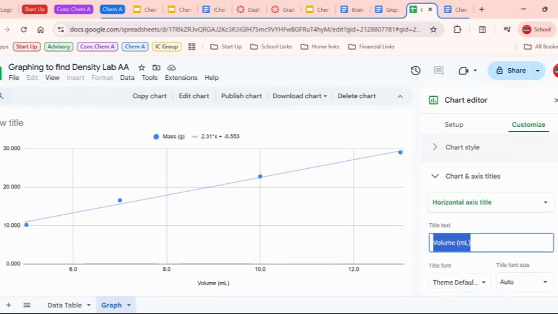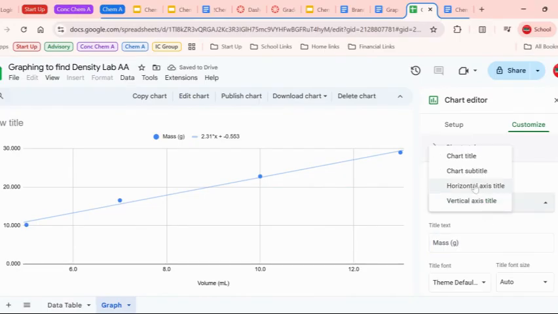Horizontal axis, you will highlight what is written there, which should have been Axis Title and Unit, and you are going to change that to read volume, which is what was on the x-axis, and the unit is milliliters. Close the parentheses. Go to your vertical axis, and again it will read axis, title, and unit, and you are going to change that to read mass and the unit of grams.